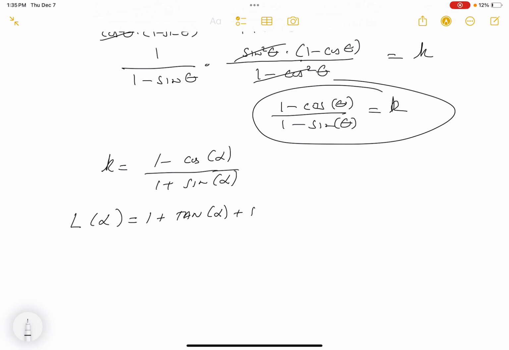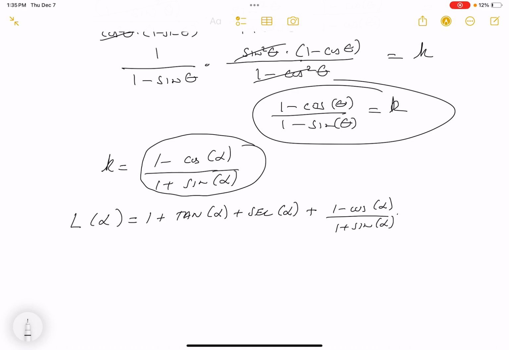Plus the secant of alpha. And then it's going to be plus k. Well, this is k right here. So it's going to be 1 minus cosine alpha over 1 plus sine of alpha. And we're getting the minimum L now. And what do you get over there? It's going to be 1 plus the cotangent alpha, and then the cosecant of alpha.